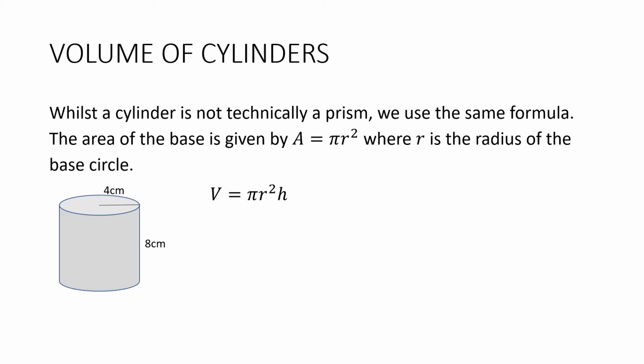Now it's just a matter of substituting into the formula. The radius is 4, the height is 8. Don't forget that there are multiplication signs in between pi and r and h. So it's pi times 4 squared times 8. We put that into the calculator, we get 402.1 centimeters cubed.